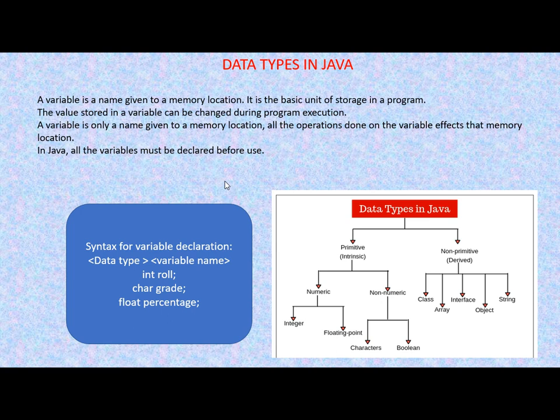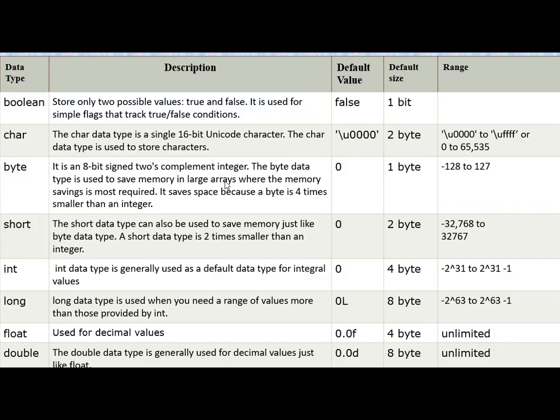Now here we have a description of all the types of data types which are used in Java. So here we have all these data types: boolean, char, byte, short, int, long, float, double. Here we will go through them one by one. This boolean stores values like true and false. Then char will store character kind of data. Then byte will store data in bytes form.